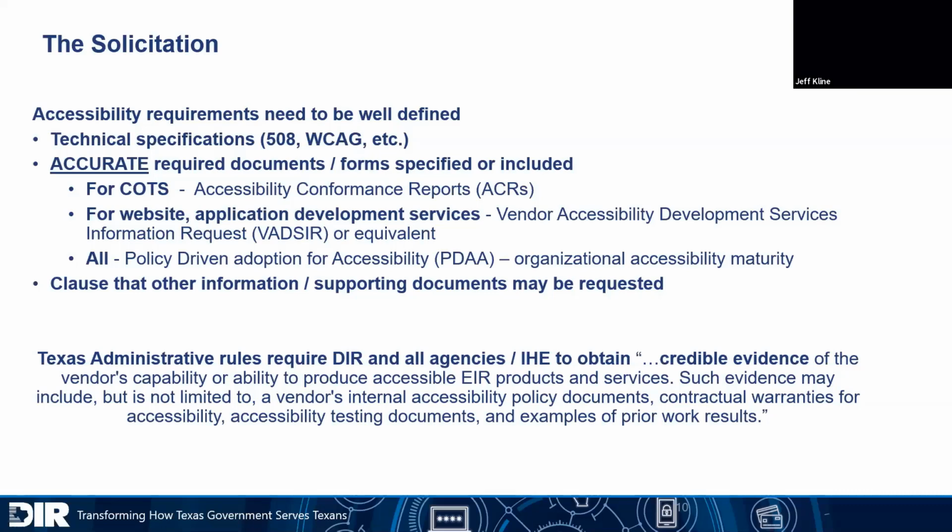And again, I just want to recap that our administrative rules require DIR and all agencies to obtain credible evidence of the vendor's capability to produce accessible EIR products and services. Such evidence may include, but is not limited to, a vendor's internal accessibility policy documents, contractual warranties, accessibility testing documents, and examples of prior work results.